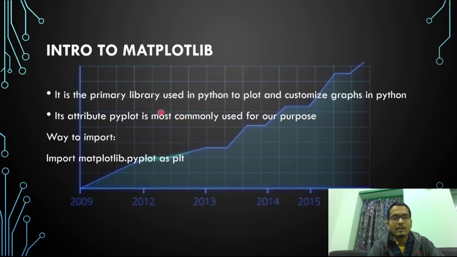So what is actually Matplotlib? It is the primary library used in Python to plot and customize graphs. Its attribute pyplot is most commonly used for our purpose. The way to import it is import matplotlib.pyplot as plt. So whenever we use this library, we can simply write plt dot something.